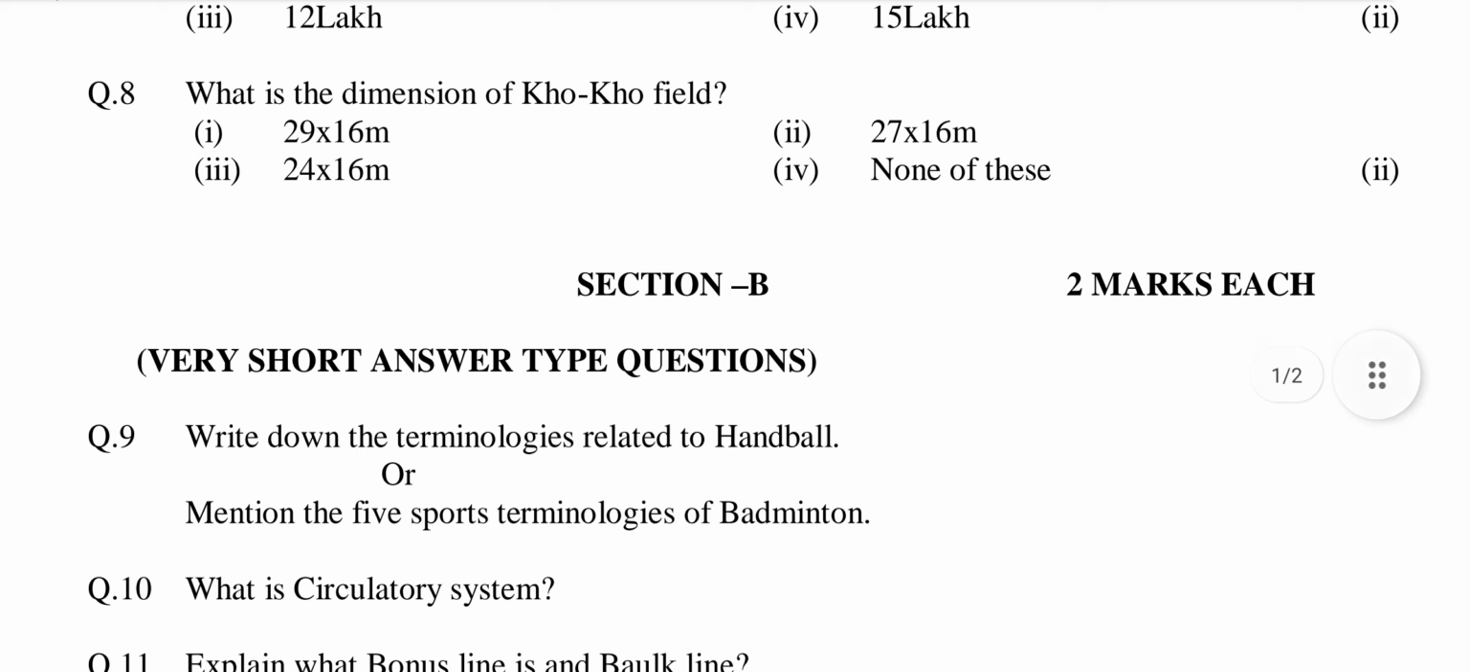Question number 8. What is the dimension of the kho field? Option first, 29 into 16 meter. Second, 27 into 16 meter. Third, 24 into 16 meter. Fourth, none of these. Answer is option second, 27 into 16 meter.